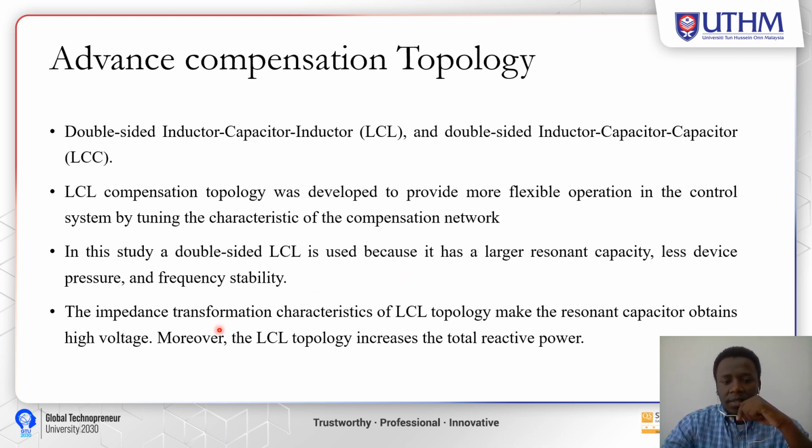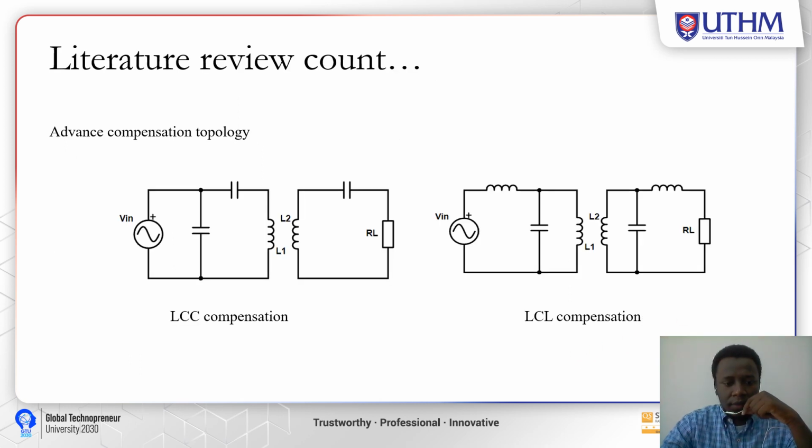The impedance transformation characteristic of the LCL topology makes the resonant capacitor obtain high voltage. Moreover, the LCL topology increases the total reactive power. These two circuits show the basic circuit diagram of LCL and CLC compensation topology.